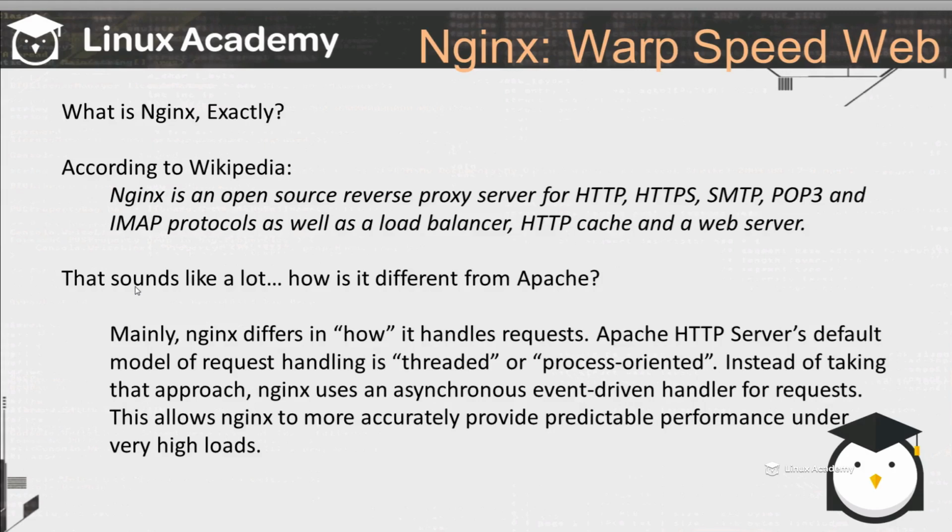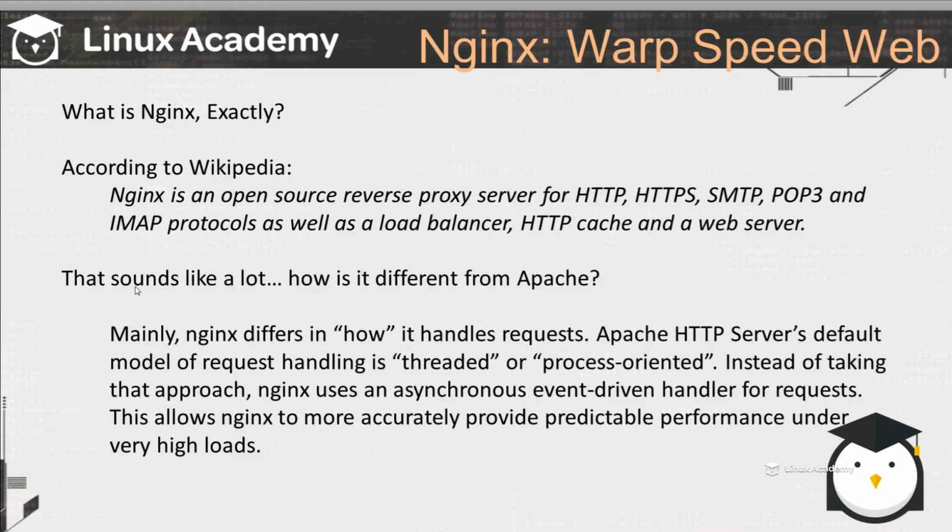So that sounds like a lot. How's it different from Apache? Well, Apache can do a number of those things. However, Nginx does a number of those things slightly differently or slightly better depending on its use. So mainly, from an architectural standpoint, Nginx differs in how it handles requests. So Apache's HTTP server defaults to a model of request handling that is a threaded or process-oriented approach. It generates threads for each connection and then attempts to do as much of that processing in parallel.